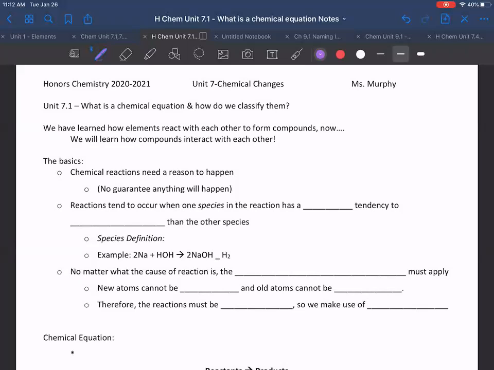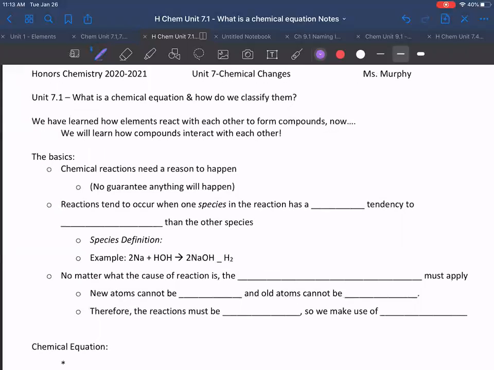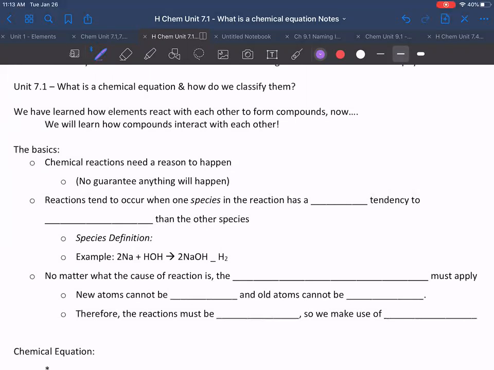And these chemical reactions that happen don't just happen willy-nilly. There has to be a reason, and it has to be very perfect situations. There's no guarantee that something's going to happen, even if it sometimes does. It doesn't always happen. And so what causes a reaction to occur is that when one of those species has a greater tendency to lose electrons than the other. So we can kind of link this back to electronegativity. Typically, these reactions happen now with species, though.